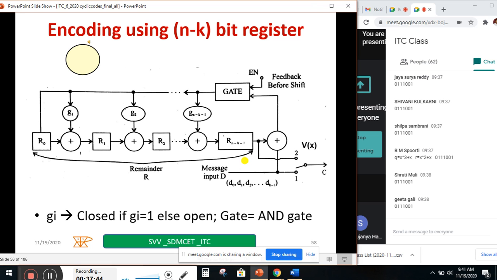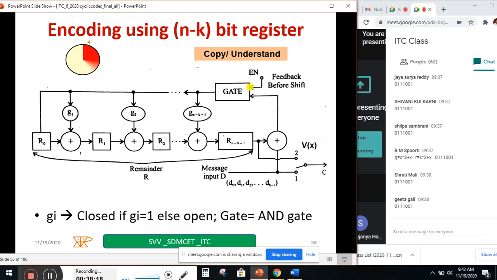This is the encoding using an n-k bit register. Anyway, we are going to use diagrams for encoding. Just spend a minute. Otherwise, if you want, you can copy down, but I'll give 1 to 2 minutes maximum. Anyway, with an example, we are going to discuss it as a general format. Even if you do not copy, no problem. But understand it, just see it a few times. See the connection.